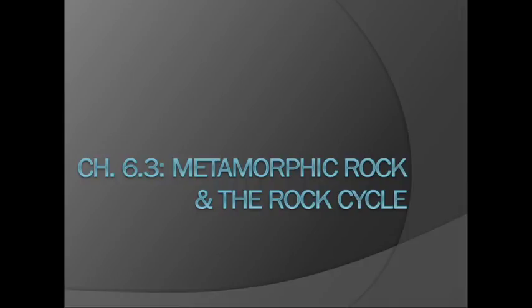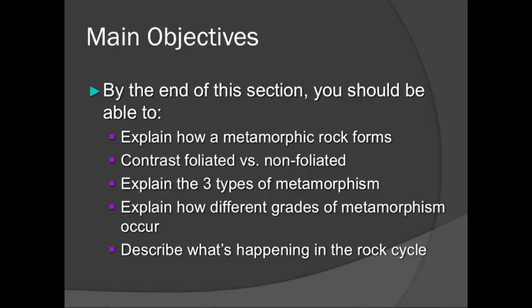We'll start with our last section of Chapter 6, Metamorphic Rocks and the Rock Cycle. By the end of this section, you should be able to explain how a metamorphic rock forms, contrast the terms foliated versus non-foliated, explain the three types of metamorphism, explain how different grades of metamorphism occur, and also describe what's happening in the rock cycle.